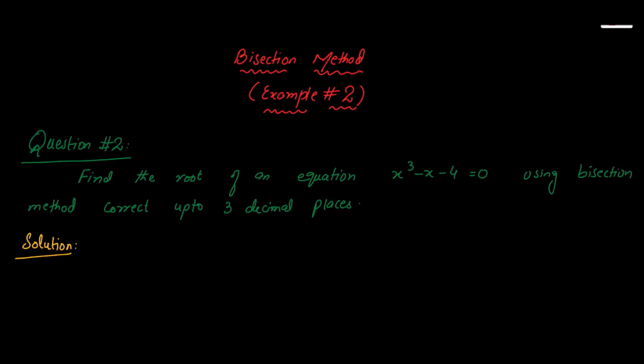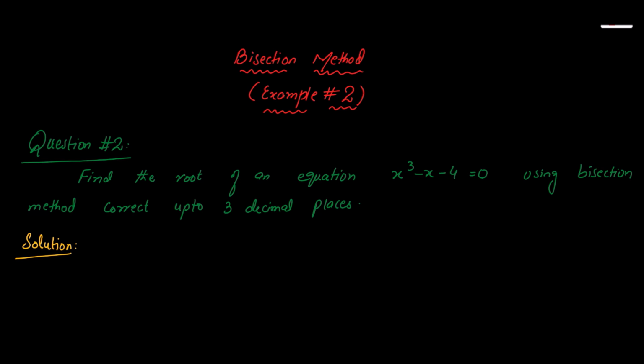We are going to solve example number 2 with the help of the bisection method. The question is that we need to find the root of a nonlinear equation with the help of the bisection method, correct up to 3 decimal places. So we need to achieve accuracy to 3 decimal places, and we are given a function that is basically a nonlinear equation.